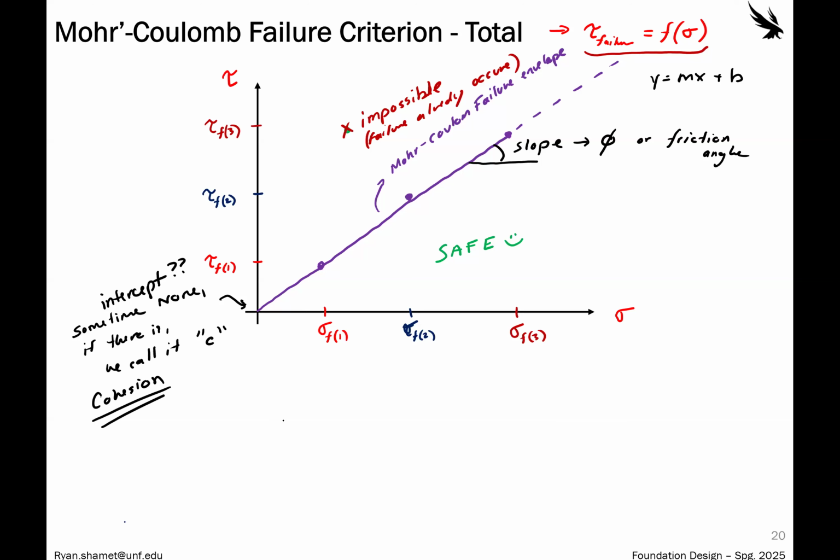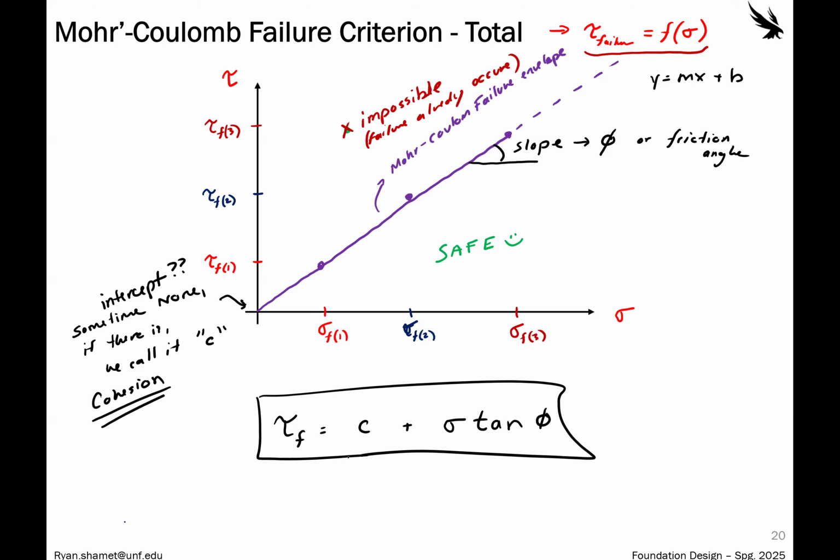So all that to say, if we were to define this function, and we'll catch up with this after class on Monday, this is how we would define it. The cohesion plus our slope times our normal stress, that would be the Mohr-Coulomb failure criteria. We've got to head out, so this is where we'll stop. We'll start back on this slide on Monday.